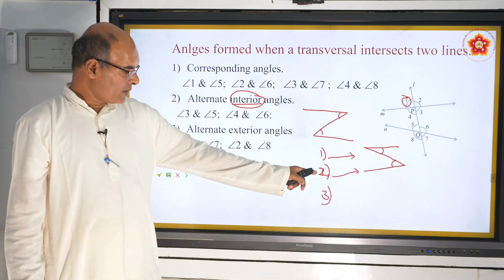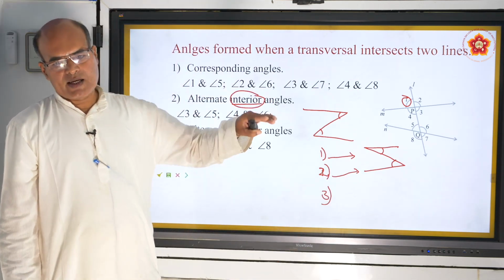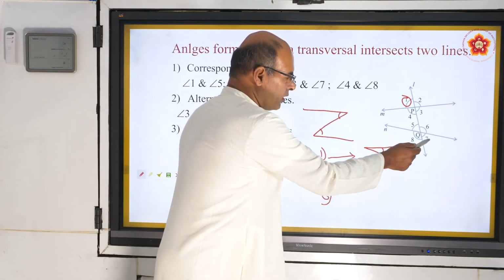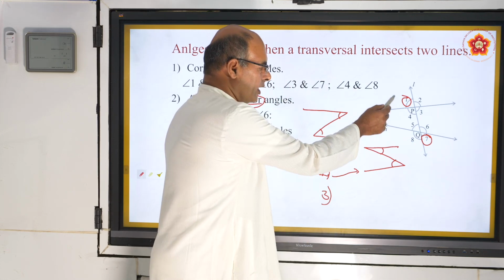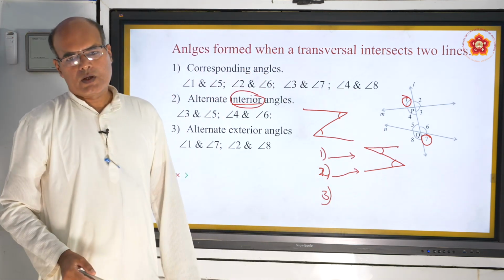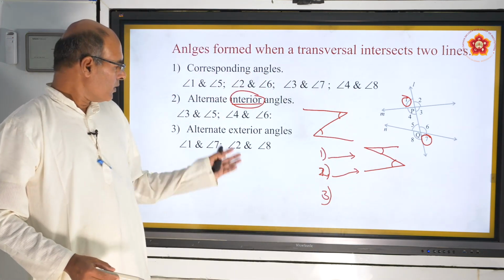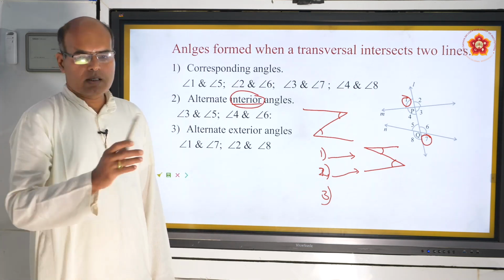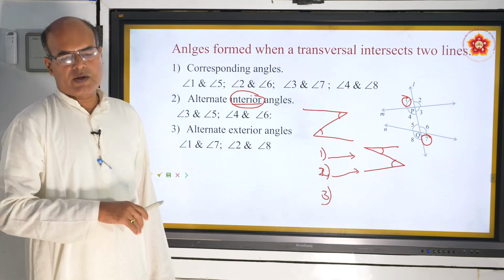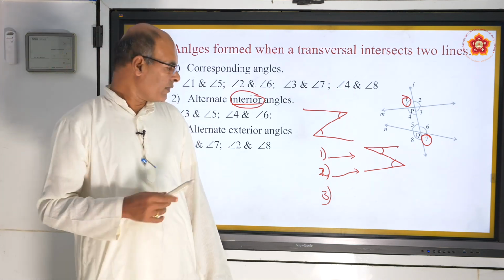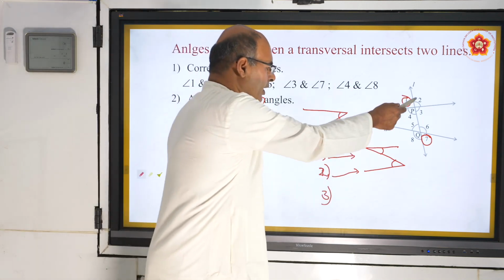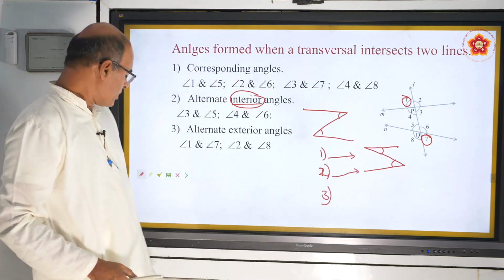Go to the second condition. The angles must be on either side of the transversal. Angle 1 is on the left side of the transversal. Therefore, now you have to take angle 7. So angle 1 and 7 are called a pair of alternate exterior angles. Alternate means on either side. If one is left and another is right, that is the meaning of alternate. So another pair of alternate angles are angle 2 and angle 8.